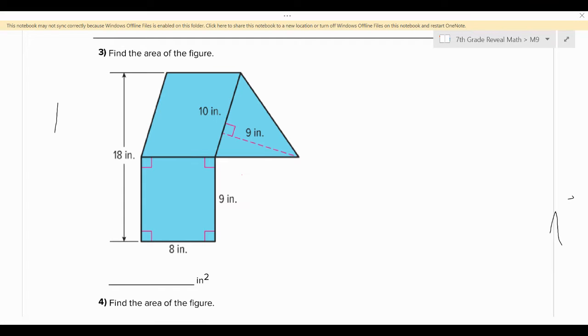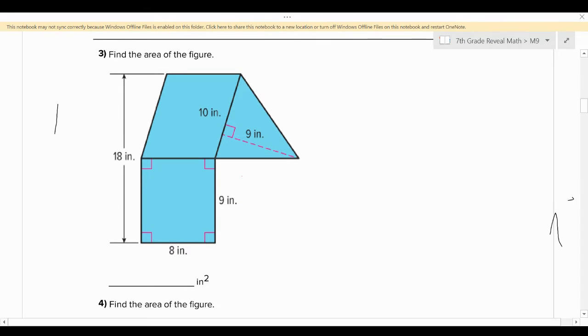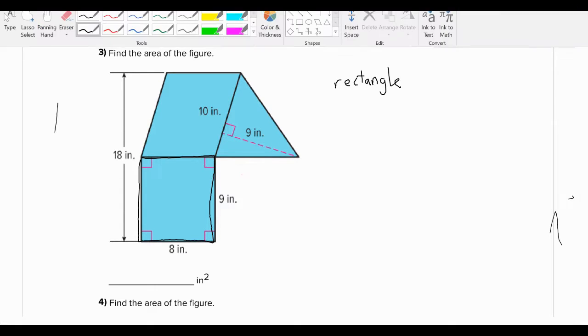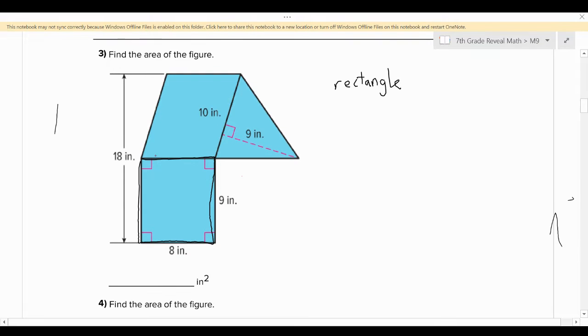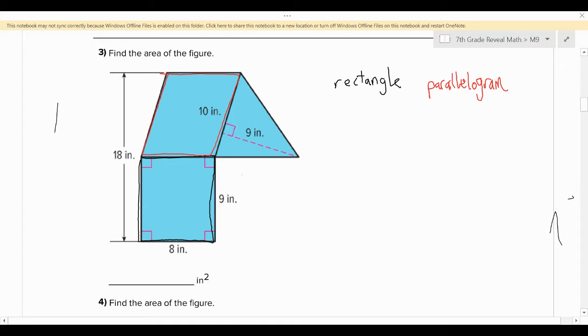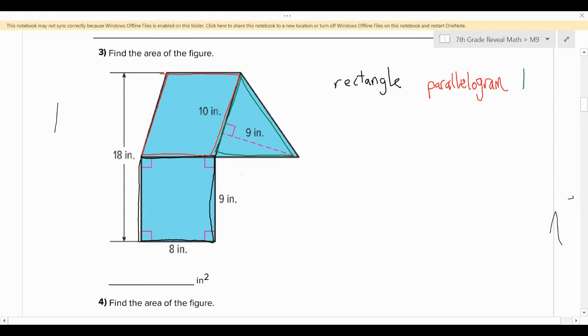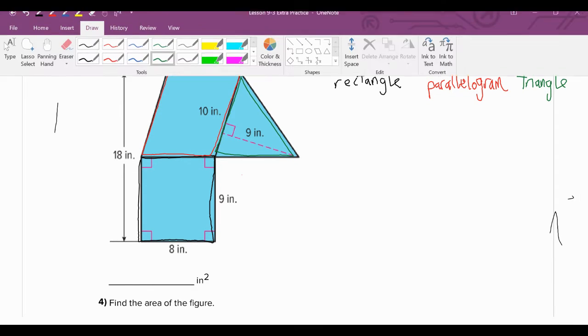Wow, this one looks tricky. It looks like we're going to decompose this into three shapes. We have our rectangle, and we have a parallelogram, and we have a triangle. Write the shapes. Promise you, it'll make things easier in the long run.